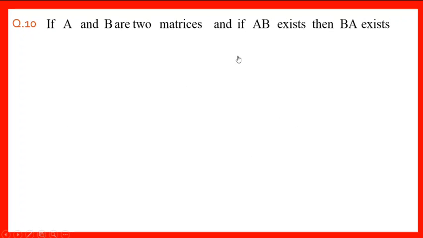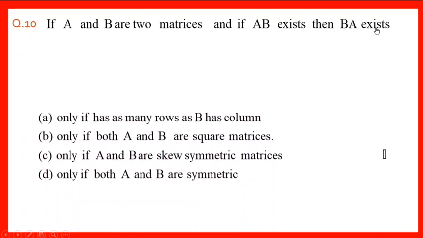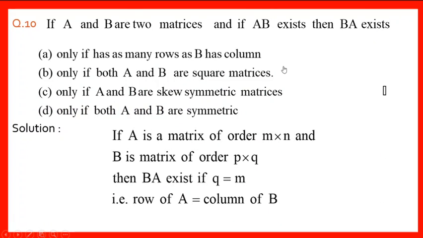Let us have the last question, that is, if A and B are two matrices and if AB exists, then BA exists. What should be the condition for BA? For this, let us take for example, A is a matrix of order m by n and B is a matrix of order p by q. We wish to find out the condition for B into A. The condition for existence of a product is that the number of columns of the first matrix, that is Q here, must be equal to the number of rows of the second matrix. What is that? Nothing but M. So Q should be equal to M.